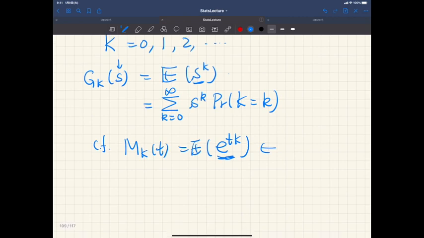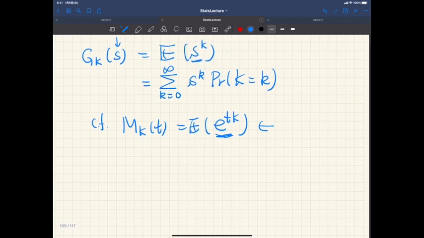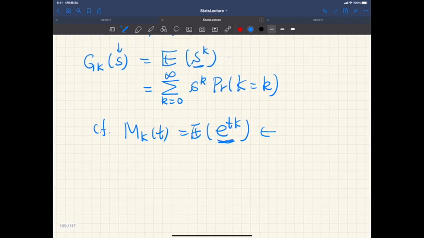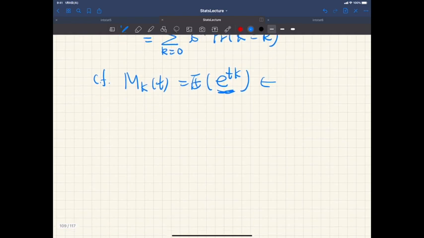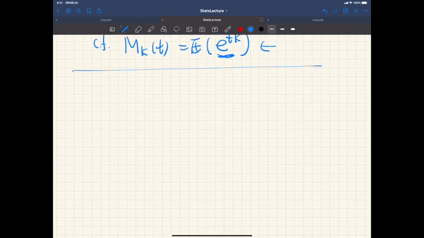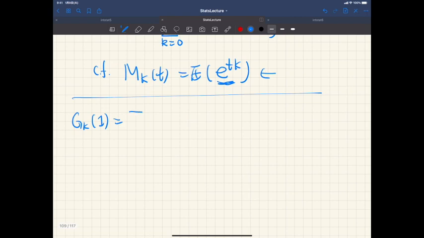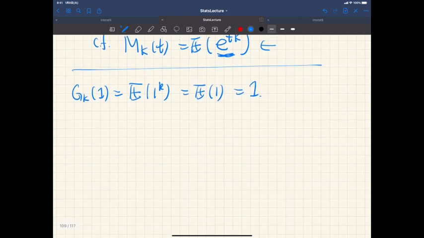Okay, so let's study some properties of the probability generating function. First, if you put s equal to 1, then you will get the expectation value of, okay, this is 1, which is just 1. So it's not very interesting.